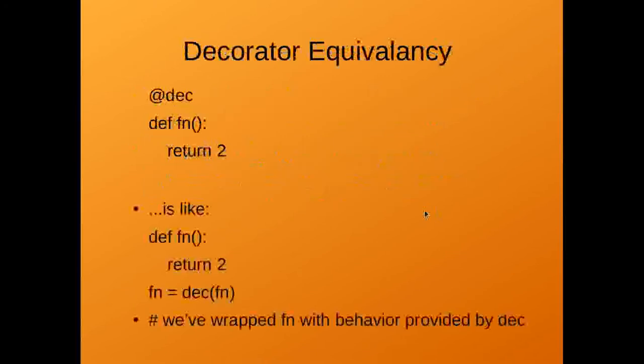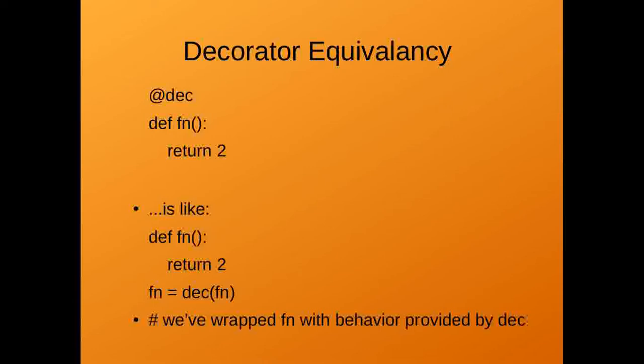Here's a quick equivalency between a decorator and doing the same thing without a decorator. In the first, we're just decorating fn, and in the second, we're defining fn, the same fn, but then we're saying fn equals dec of fn. Those two are the same thing. And dec, I'm not defining what dec does. It's just some arbitrary decorator like a timing thing or a profiling thing or something.